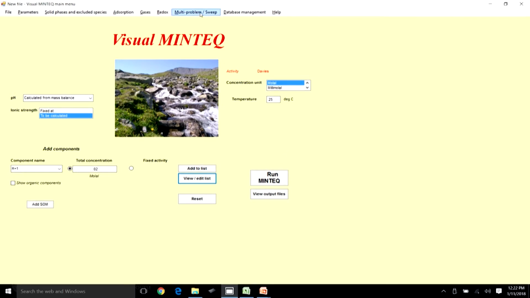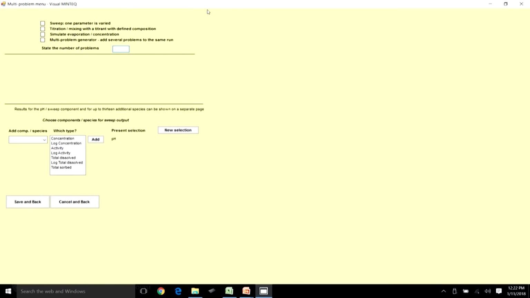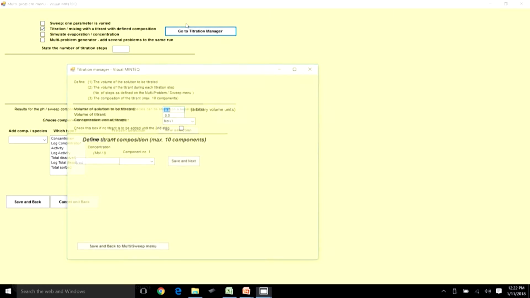And now we have a particular tab here that says multi-problem or sweep. When you come to this page, you see that you have sweep, titration, simulate evaporation or concentration, or multi-problem generator. The two aspects we are going to look at for this session are going to be titration and sweep. So let us look at titration. Let us go to the titration manager.